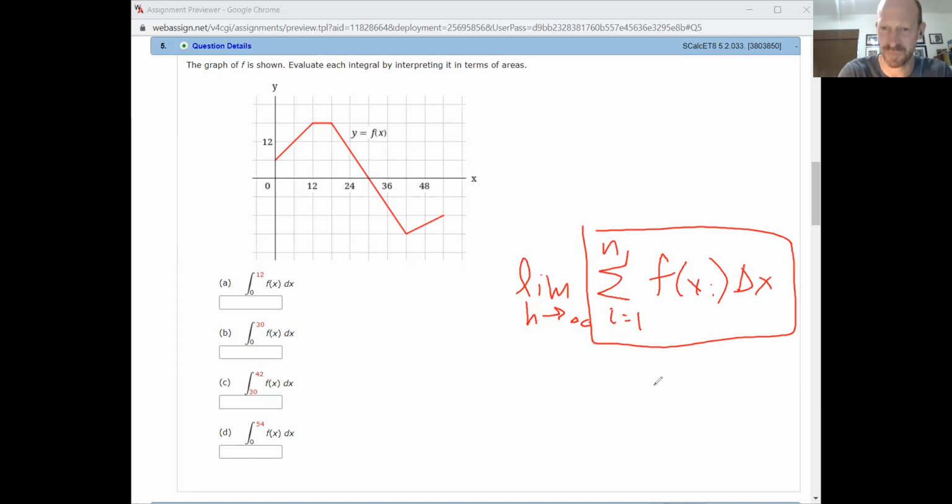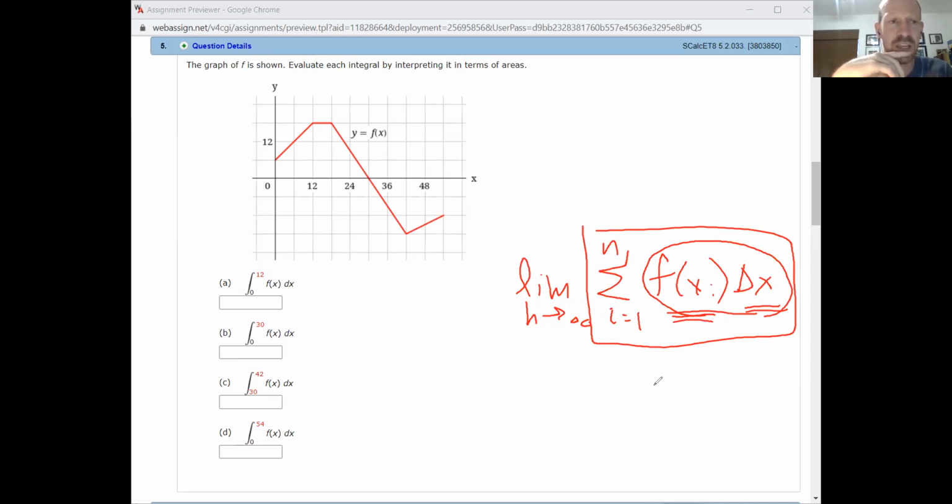There's some complicated mechanics and notation here, but this is just adding up rectangles, right? Each of these is the area of a little rectangle. This is the height and this is the width. You add them all up and then you let the number of rectangles go to infinity, and we say that is the area under the curve. And so that's what we have.